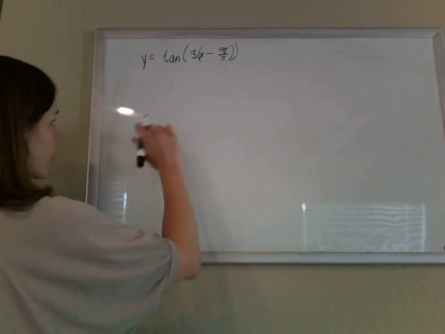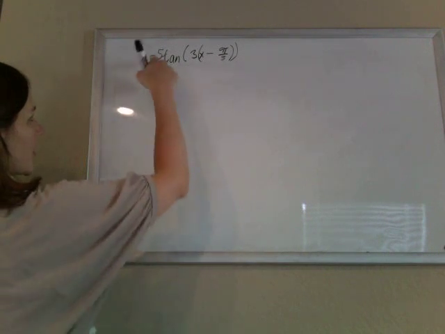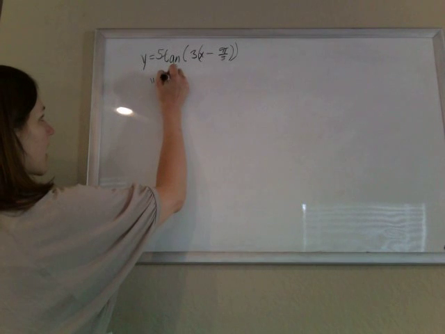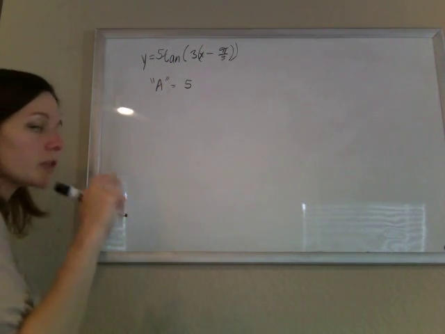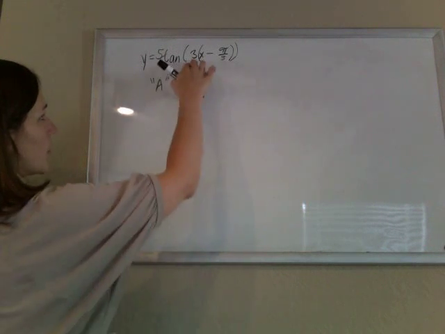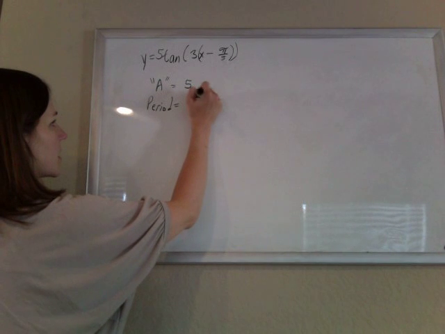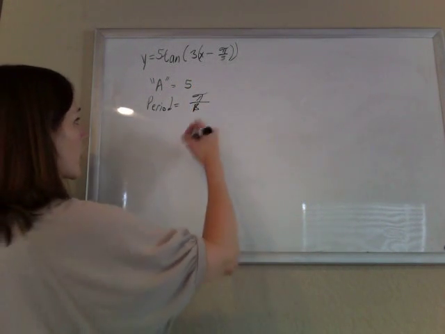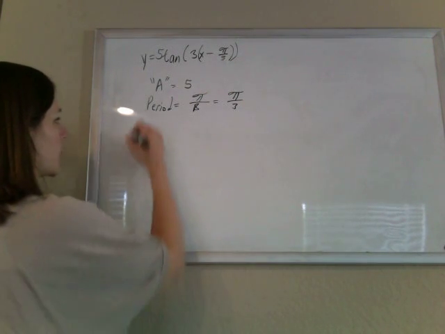Alright. So, let's make this a 5 to make it more interesting. Okay, so I noticed there is no amplitude for tangent, but that 5 does still affect it. I'll say the amplitude is 5. The period for tangent and cotangent is pi over b, not 2 pi over b like the rest of them are. So it's pi over 3 for the period.